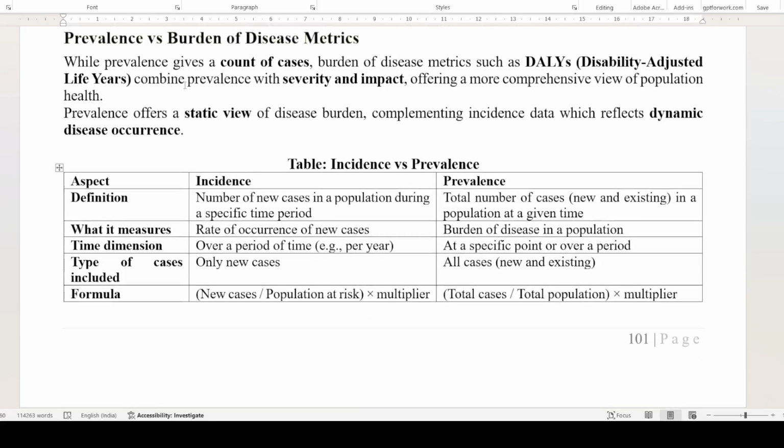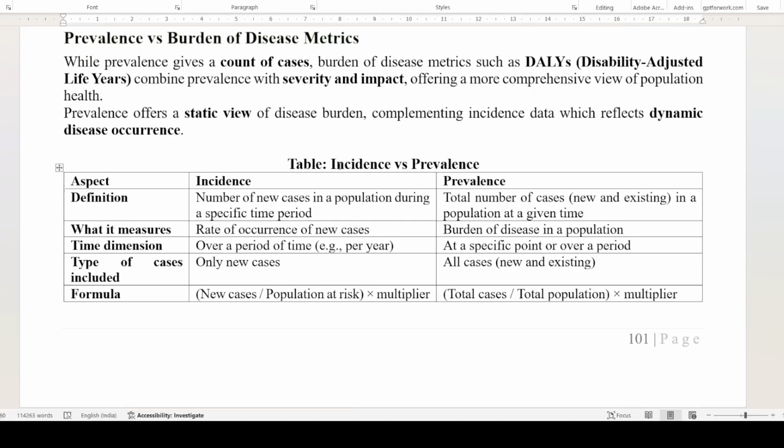Now, what is prevalence versus burden of disease? Prevalence gives account of cases, while burden of disease metrics show disability adjusted life years. Means the life years can be counted as burden of disease metrics, but prevalence is only the count of cases. If we combine prevalence with severity and impact, then it will provide us a comprehensive view of population health.